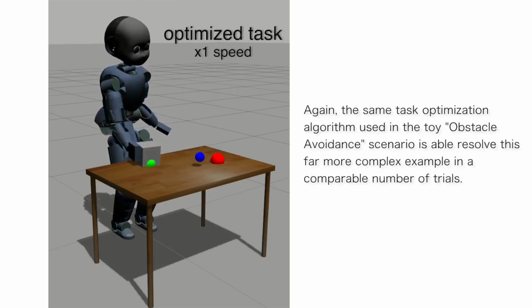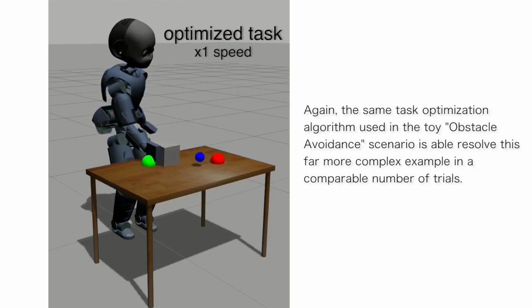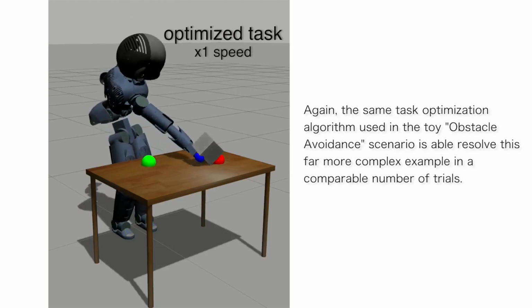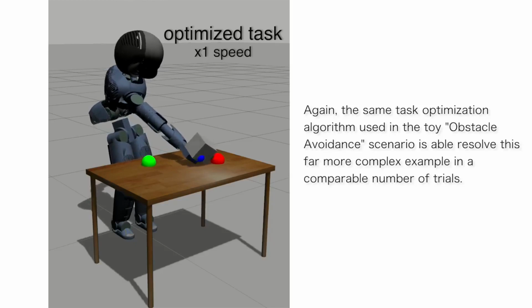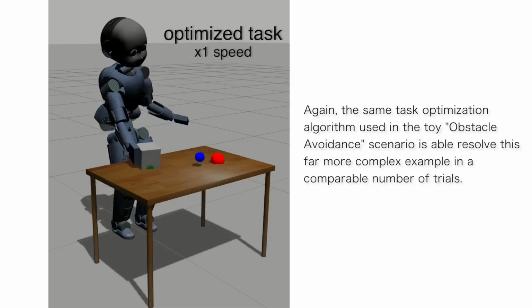Again, the same task optimization algorithm used in the toy obstacle avoidance scenario is able to resolve this far more complex example in a comparable number of trials.